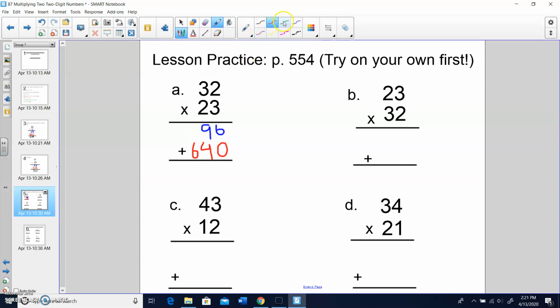Okay, so I've done both my multiplying by ones place and my tens place, so I can add the two products together. 6 plus 0 is 6. 9 plus 4 is 13. So my 3 comes down and I carry up the 1. My second digit, 1 plus 6 is 7. Okay, go ahead and try B, 23 times 32.